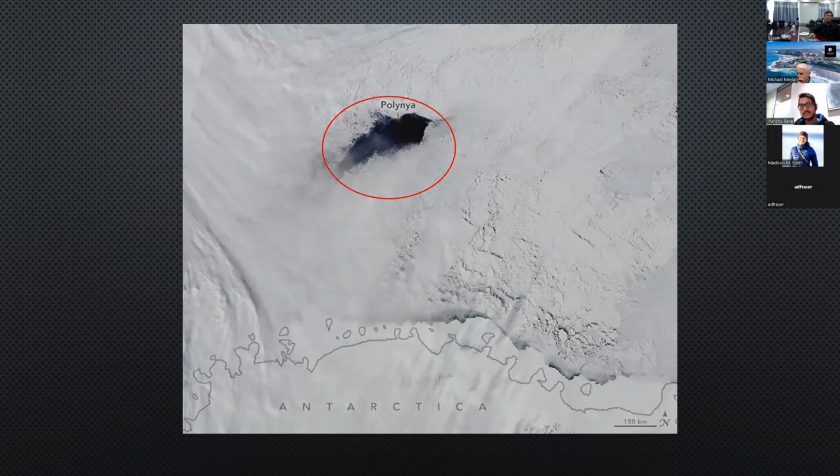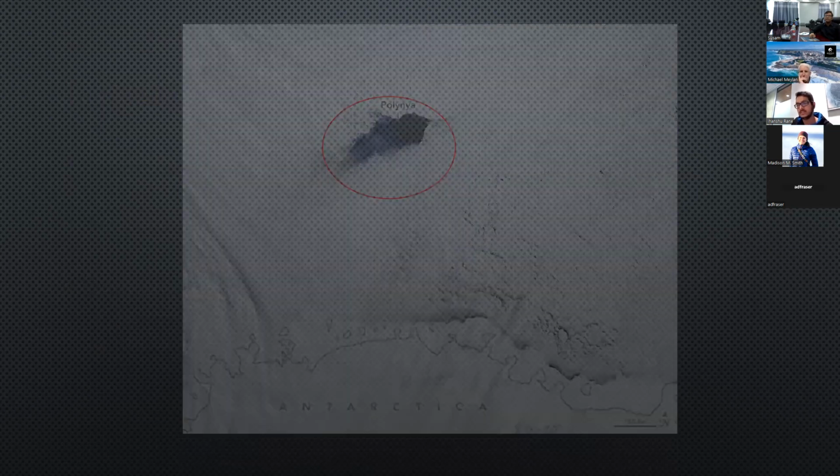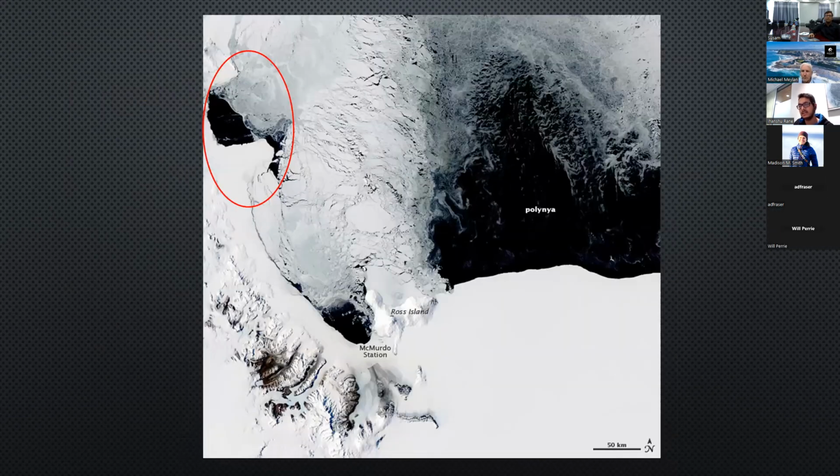And in this image, we can see three coastal polynyas, the Terra Nova Bay polynya, McMurdo Sound polynya, and the Ross Sea polynya. A reference scale of 50 kilometers is given below, and we can see the varying sizes polynyas can have. So for this work, we will be focusing only on coastal polynyas.